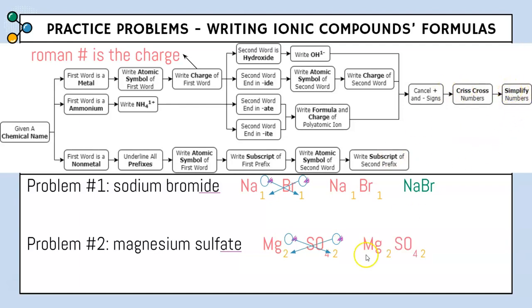And lastly, we have to simplify numbers. Can we simplify 2 and 2 down any further? We're not going to simplify the 4 because we did not bring that down. That stays there forever. We can in fact divide 2 into both of these. 2 divided by 2 is 1. 2 divided by 2 is 1. 1 and 1 we don't write in chemistry, so it's going to be MgSO4.